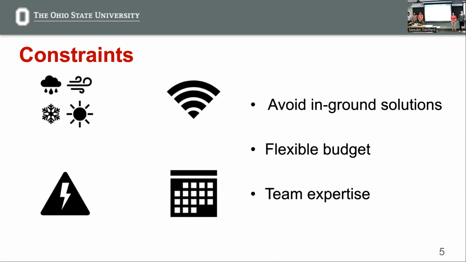The constraints have not changed much since the PDR. It still has to withstand adverse conditions in Ohio. Wi-Fi is not ubiquitous across campus. We also have to consider several power structures in the parking lots. And also we would like to avoid in-ground solutions. In addition to the constraints are team expertise and the project timeline, so that they can help us narrow down our solutions.